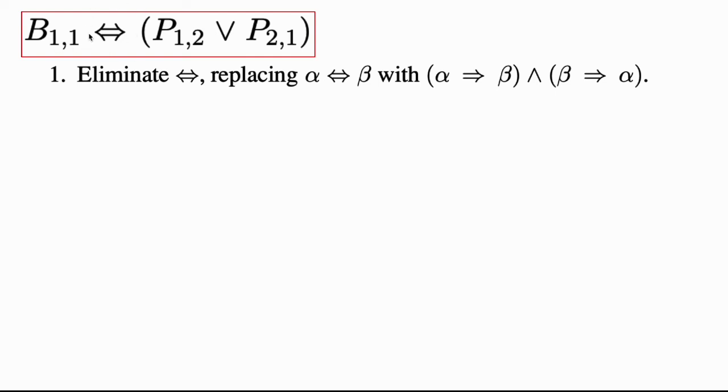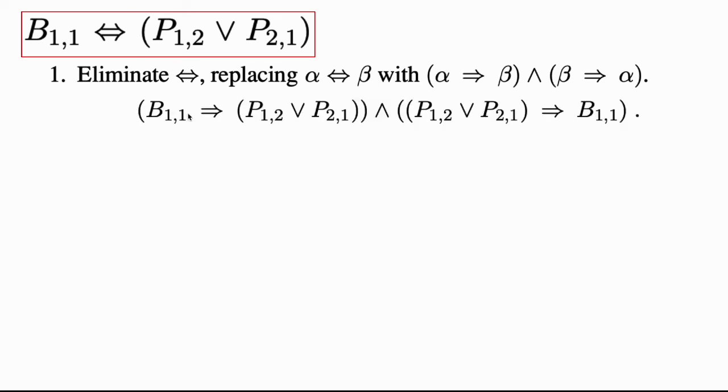So here I have B11 is logically equivalent to P12 or P21. Again, remember the Wumpus world problem. Here what that means is that if you have a breeze in 1,1, that would imply that there is a pit in 1,2 or there is a pit in 2,1, and the reverse is also implied. That's why you have the symbol of logical equivalence. So when you replace this equivalence with 2 implies, you get B11 implies this, and this implies B11.